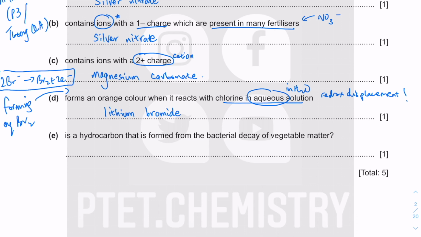Next one is a hydrocarbon, so a compound containing carbon and hydrogen atoms only, that results from the bacterial decay of vegetable matter. That has to be methane, which is a greenhouse gas.